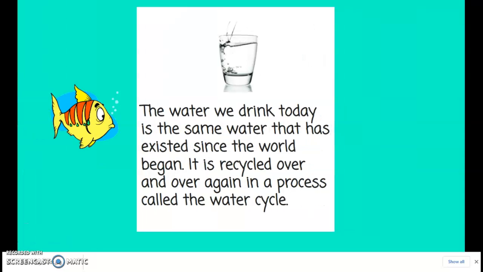All right, the water we drink today is the same water that has existed since the world began. Isn't that crazy to think about? It's the same water. It's been recycled over and over again in a process called the water cycle. So today we're going to discuss how that cycle works and how it is that you're drinking the same water that people drank years and years ago.